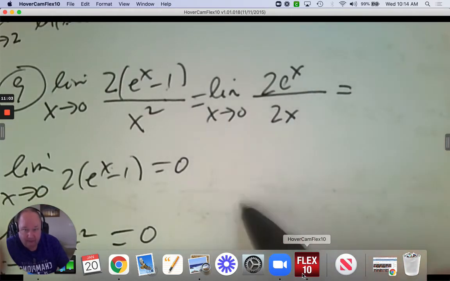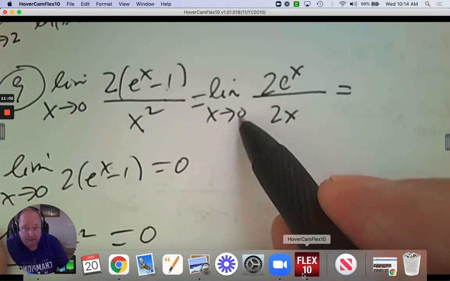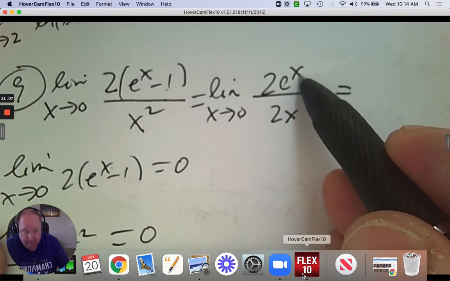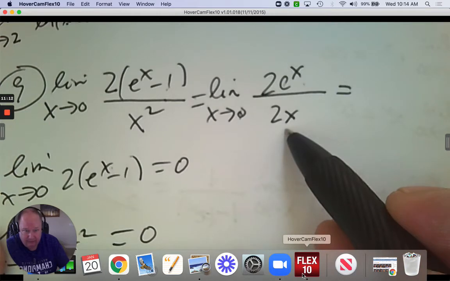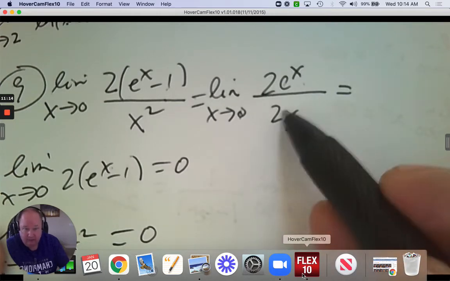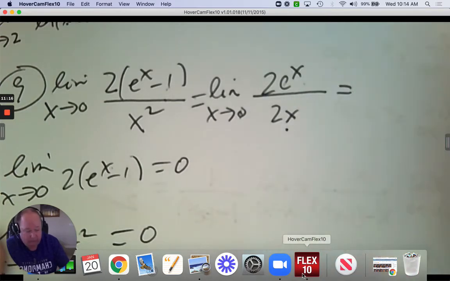Now I'm not going to separate it because I can see what's happening. If I plug 0 in the numerator, that answer is 1. If I plug 0 in the denominator, it's 0. So it's actually 2 over 0. That means this limit does not exist.